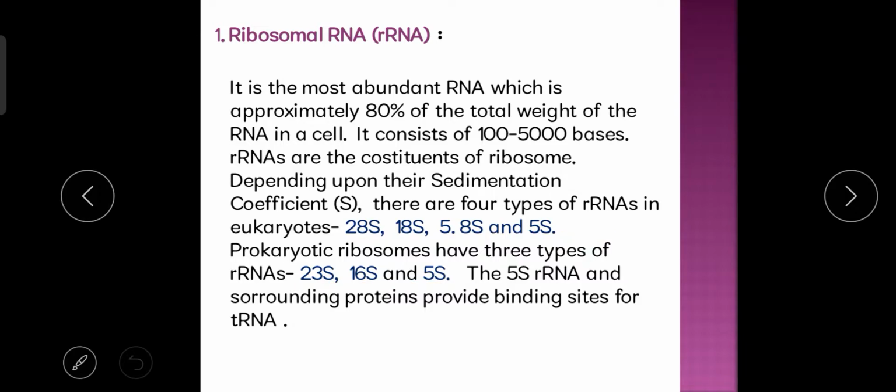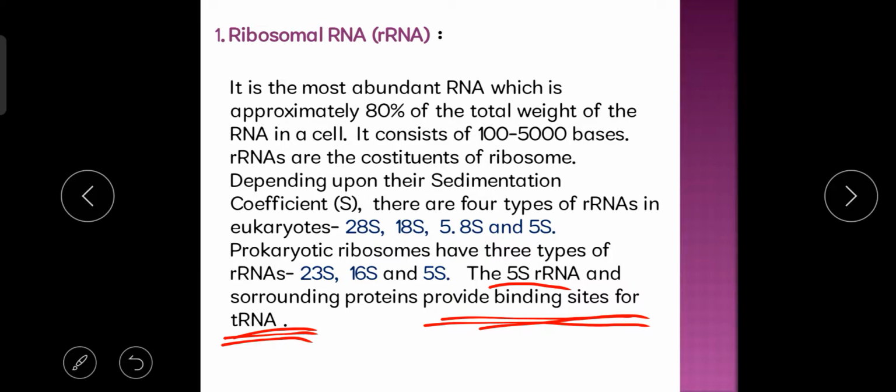Means the 5 sedimentation coefficient ribosomal RNA. So these 5S RNAs and the protein surrounding it provide the binding site for transfer RNA. Okay, what is the function of this 5S ribosomal RNA? This 5S ribosomal RNA along with the surrounding protein provide the binding site for transfer RNA during protein synthesis.